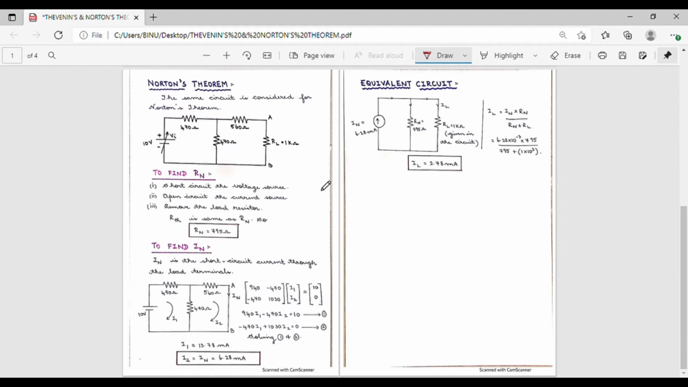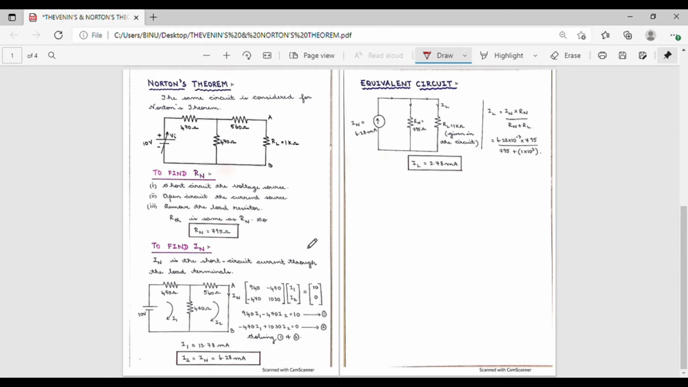First, let us calculate the Norton's resistance Rn. The procedure to calculate Rn is quite similar to that of RThevenin. If the voltage source is given in the circuit, it has to be short circuited. If the current source is given, it has to be open circuited, and the load resistor has to be removed. In the given circuit, we are provided with the voltage source, which has to be short circuited, and we are given the load resistor, which has to be removed.